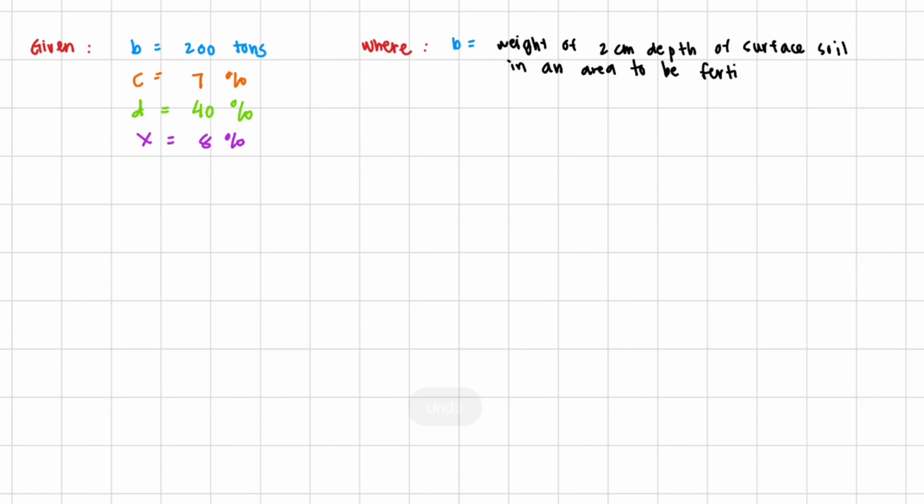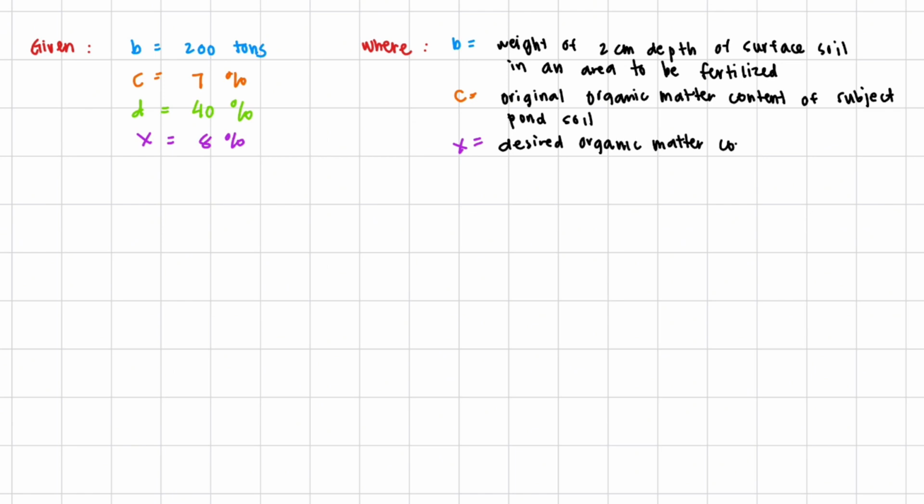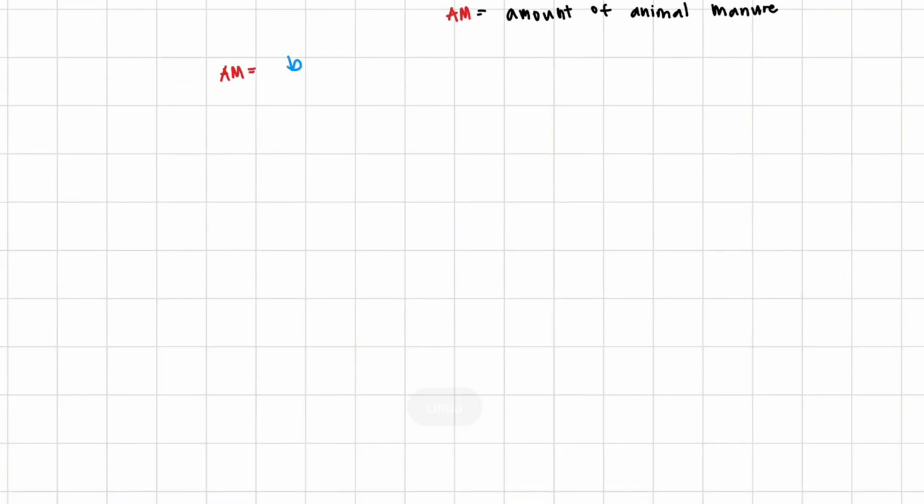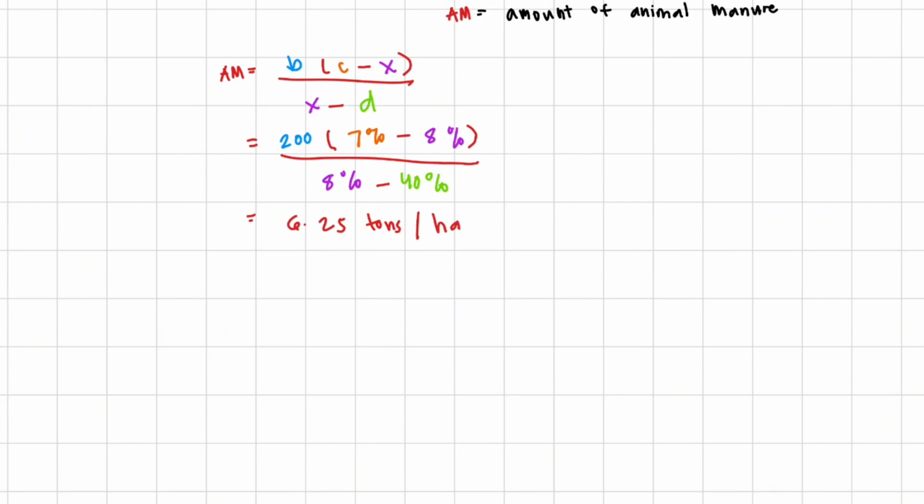So for the given, first, the weight of the 2 centimeter depth of surface soil in an area to be fertilized, which is 200 tons. Second, the original organic matter content of the subject pond soil, which is 7%. Third is the organic matter content of the poultry manure, which is 40%. And last, the desired organic matter content of the subject pond soil, which is 8%. So to compute for the amount of animal manure, we just have to substitute the values in the formula. So as for this example, the answer is 6.25 tons per hectare.